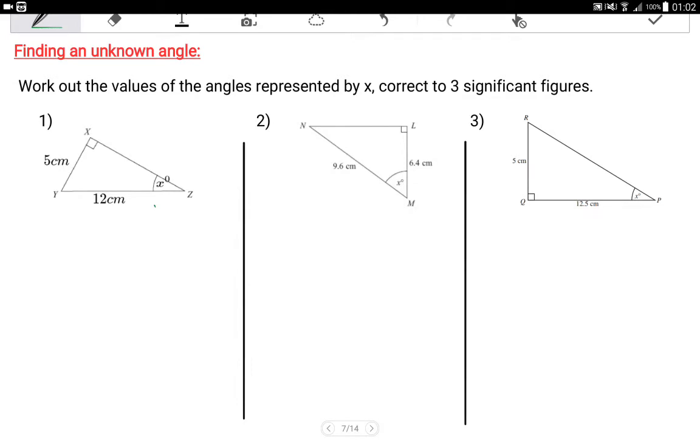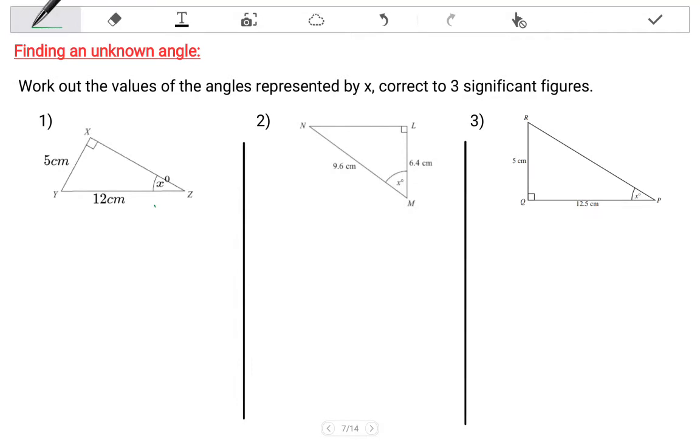Finding an unknown angle. Here we have three right angle triangles. In each of them we have two side lengths known, and in each of them, we have to find the unknown angle labeled by x. So we will use trigonometrical functions to find the answers. Let's start with question 1.